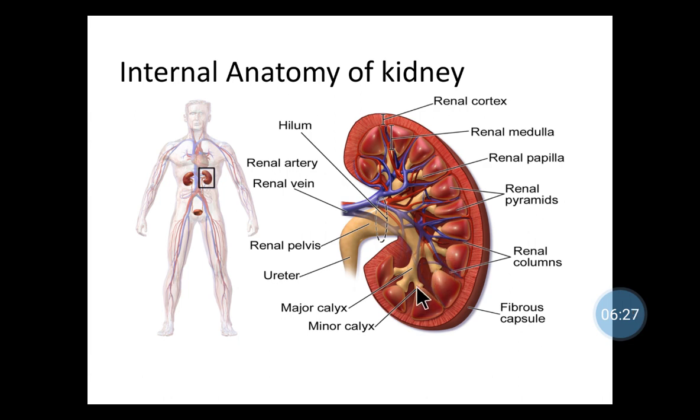Then the minor calyces reunite to form the major calyces, and the union of the major calyces forms the renal pelvis. The renal pelvis is a funnel-shaped structure. Then this is the renal vein and renal arteries. Kidneys are composed of about 1 to 2 million nephrons and the collecting ducts. In each kidney, minor calyces are 8 to 18 in number and there are 2 to 3 major calyces.